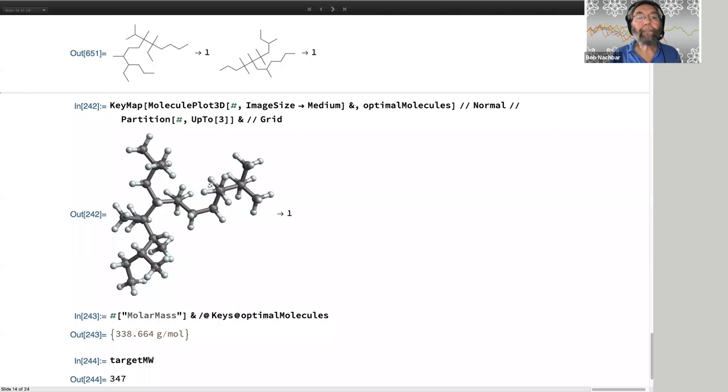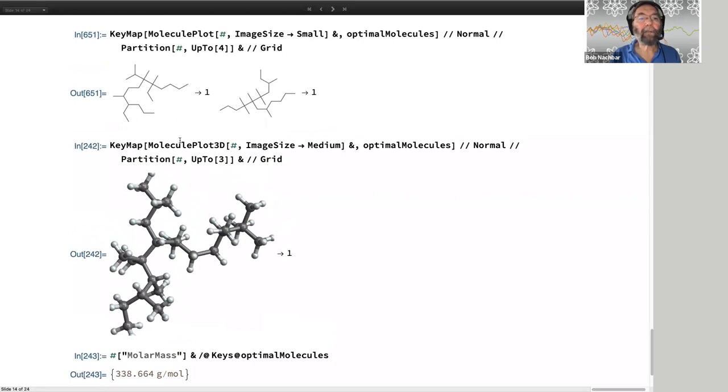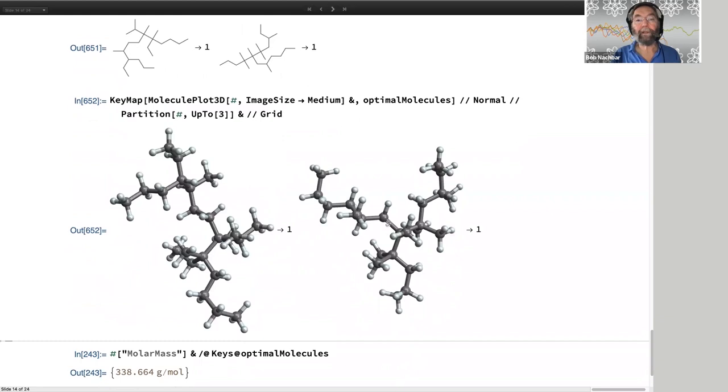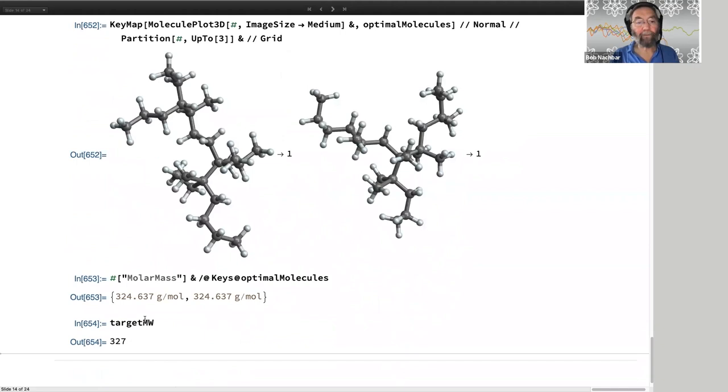I'm confused. I didn't evaluate that. Let's evaluate that. Okay, so these are the two molecules that we got. They are slightly different. Since they have exactly the same molecular weight, they are isomers of each other. And we were looking for something with a molecular weight of 327, and we got to 325. So we got pretty close. So the method of evolving structures with genetic programming against a target does work.